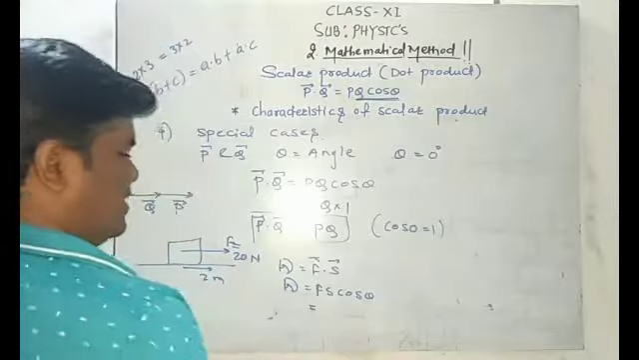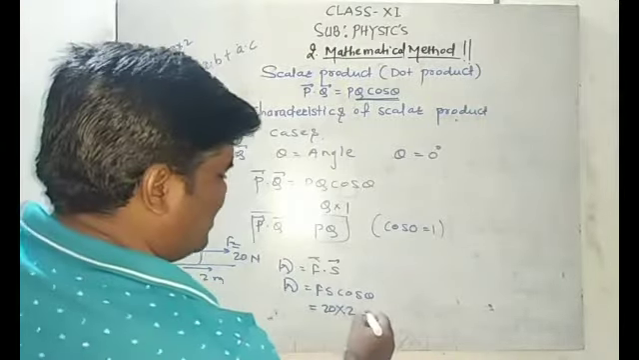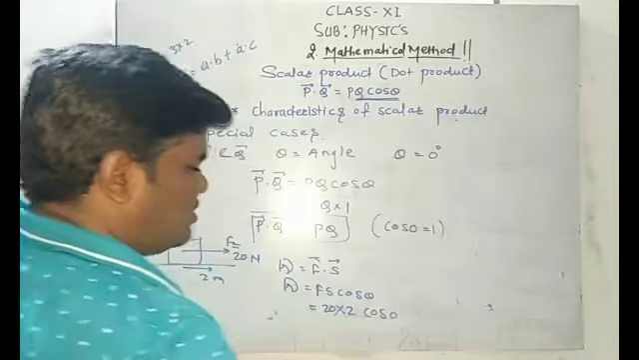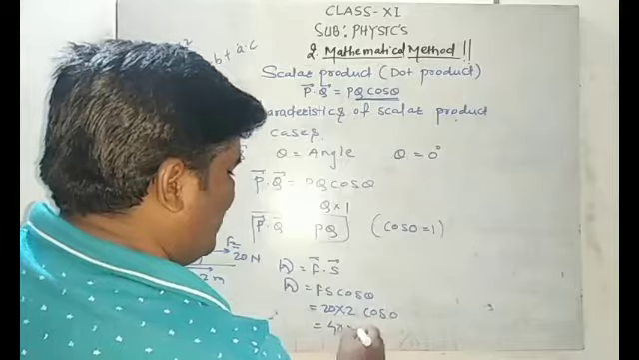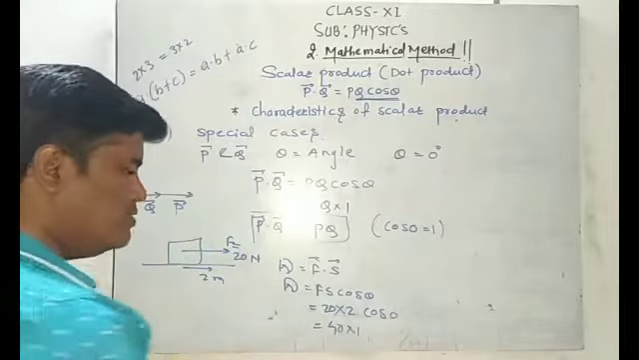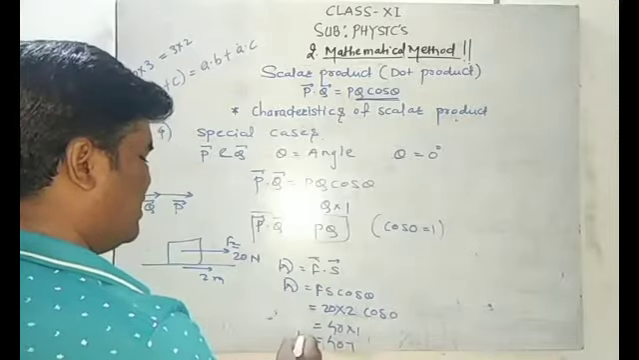And therefore, what is the magnitude? That is 20. And S is 2. And cos of 0 is what? 40 into 1, because cos 0 is equal to 1. And therefore, work done is 40 joule.